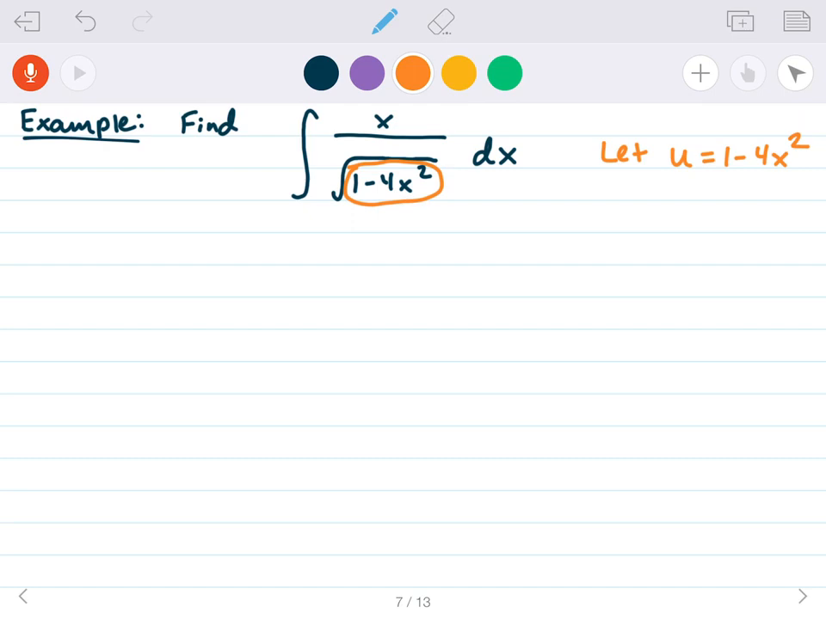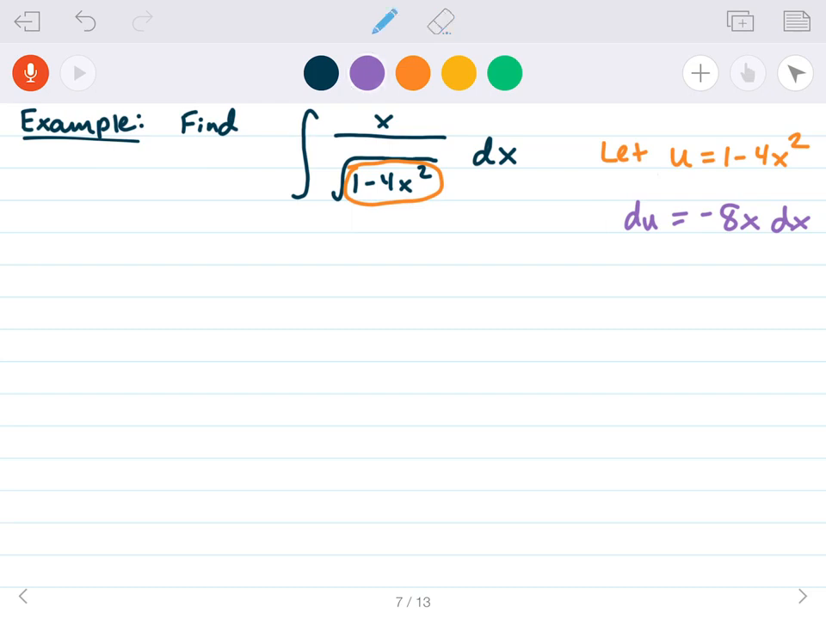Well, my next step is to take the derivative. Therefore, du is equal to negative 8x dx. And I'm skipping a step, right? Because what I did was I took the derivative with respect to x on both sides. So I got du dx is equal to negative 8x. And then I just multiplied both sides by dx to get what I have above. All right, so I just want to make that clear.